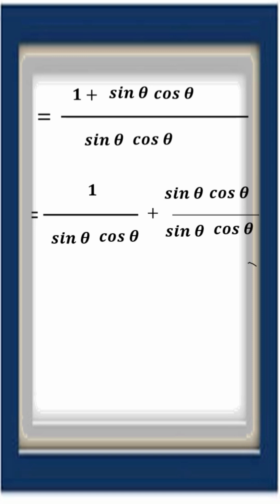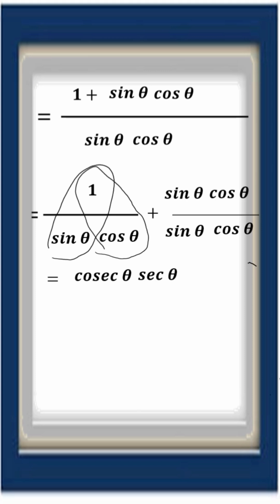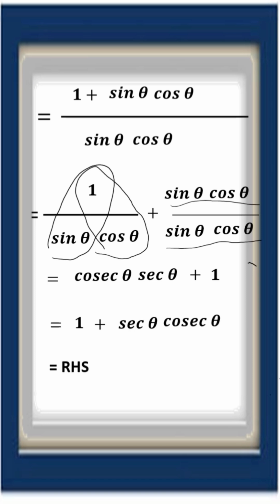Here 1 upon sin theta is equal to cosecant theta. 1 upon cos theta is secant theta. Sin theta cos theta upon sin theta cos theta is 1. Now let us rearrange: 1 plus secant theta into cosecant theta. That is the RHS, hence proved.